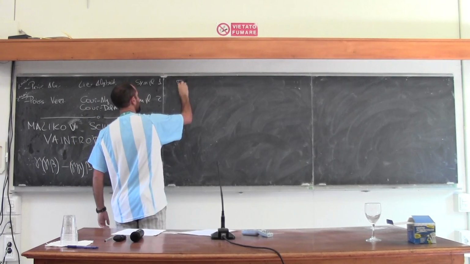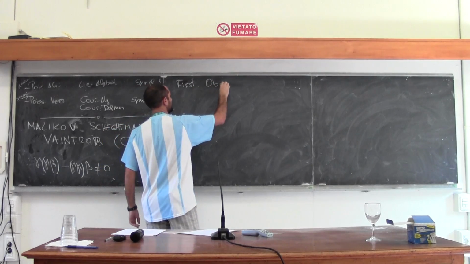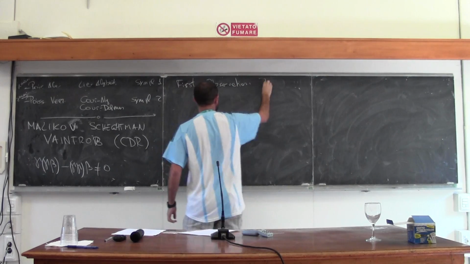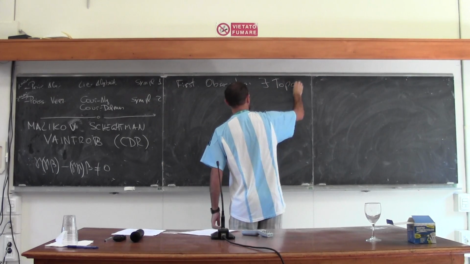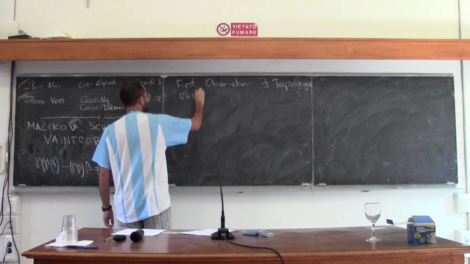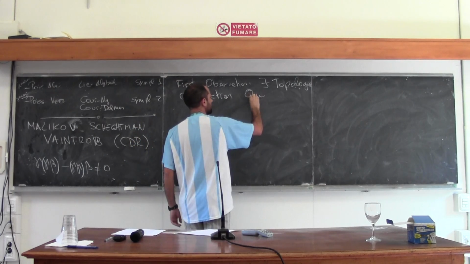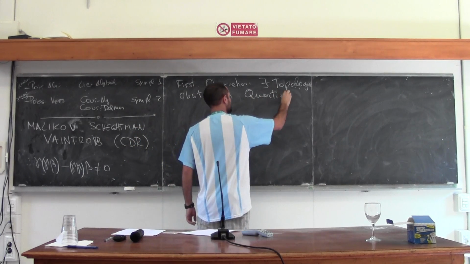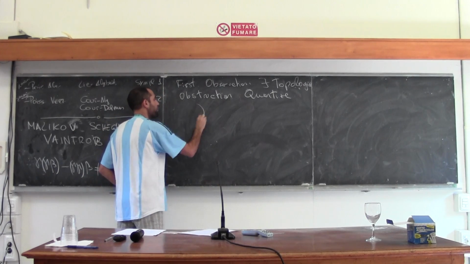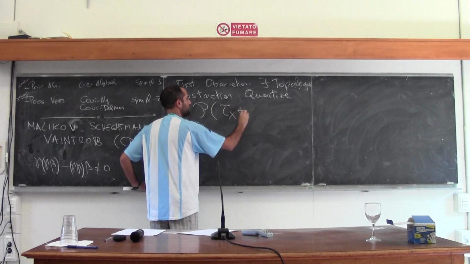First observation: there are topological obstructions to quantize the Poisson vertex algebra associated to the standard Courant algebra on a manifold.